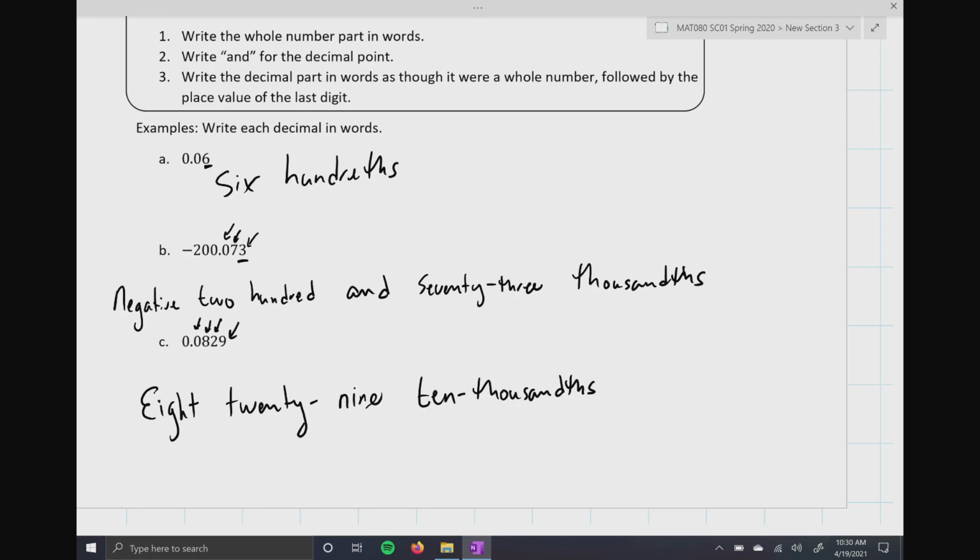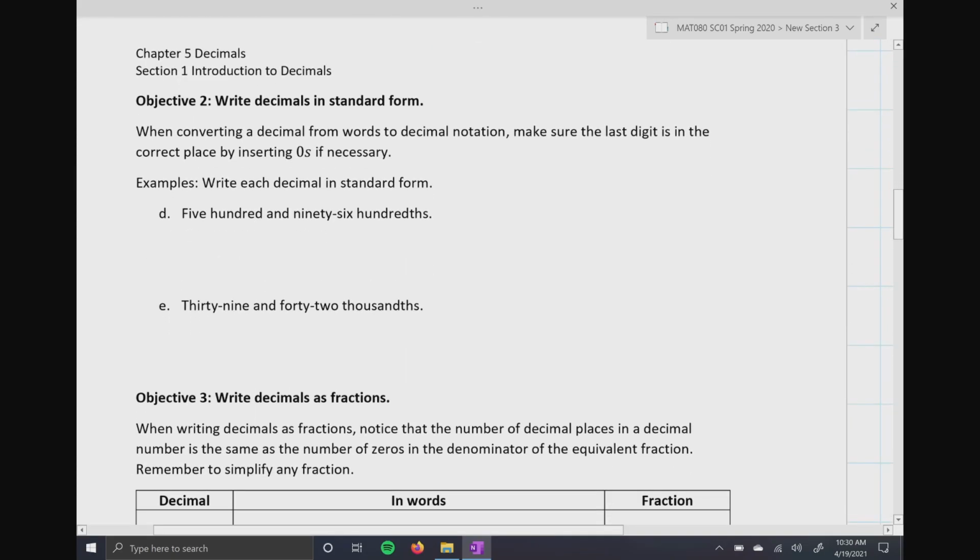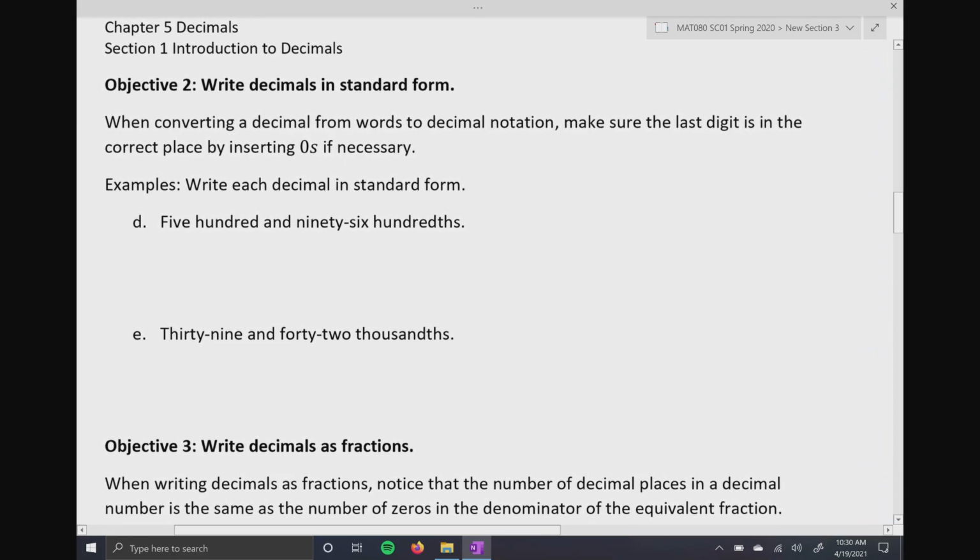All right, are there any questions? Okay, so on the next page, we're going to write decimals in standard form now. So we're taking the words and we're just writing it out as a number. That's it. So the key here is when converting a decimal from words to decimal notation, you want to make sure that the last digit is in the correct place. And if you need to, you will insert zeros if necessary.